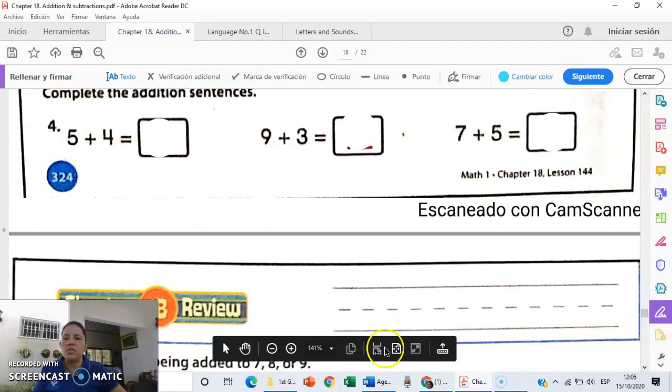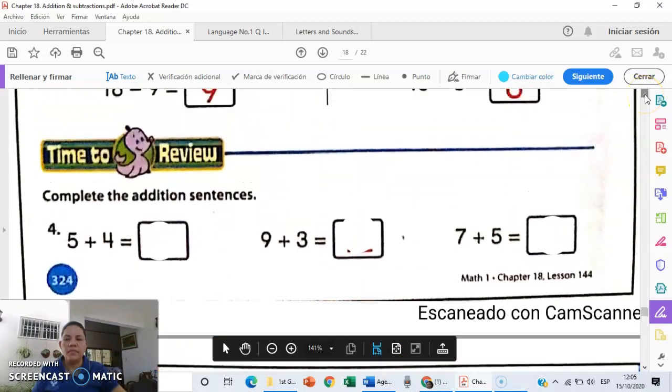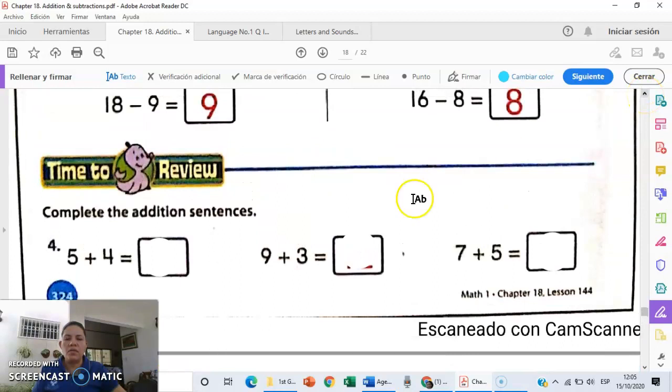You can do this exercise and you can start counting. 5 plus 4. How much is it? 9. How much is 9 plus 3? 11, 12. Good job. How much is 7 plus 5? 12 too. Good job.